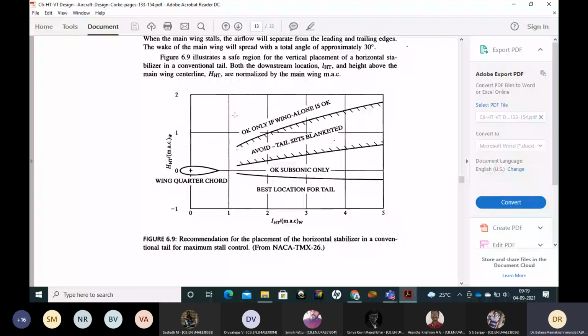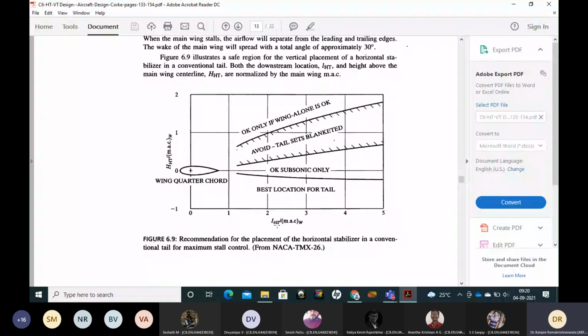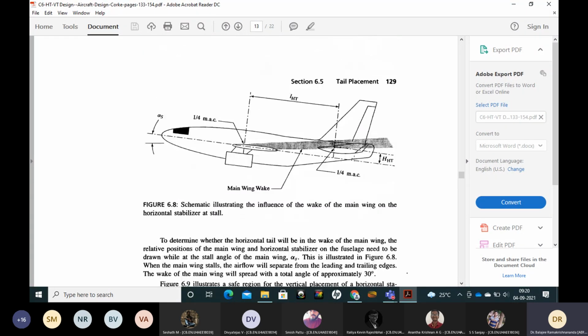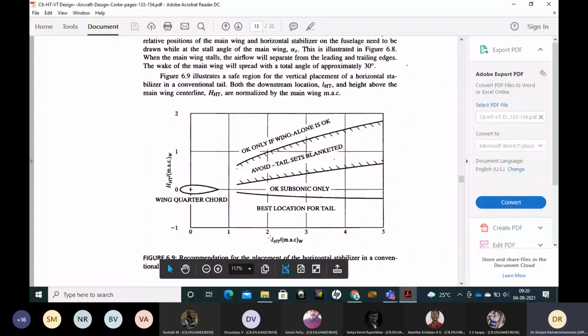This graph will give you where to place it. On the x-axis, you have LHT, the distance of the horizontal tail, divided by the mean aerodynamic chord of the wing. On the y-axis, you will have HHT, which is given from this figure, divided by the mean aerodynamic chord of the wing. So the distance is measured from the wing quarter chord in terms of LHT by aerodynamic chord.